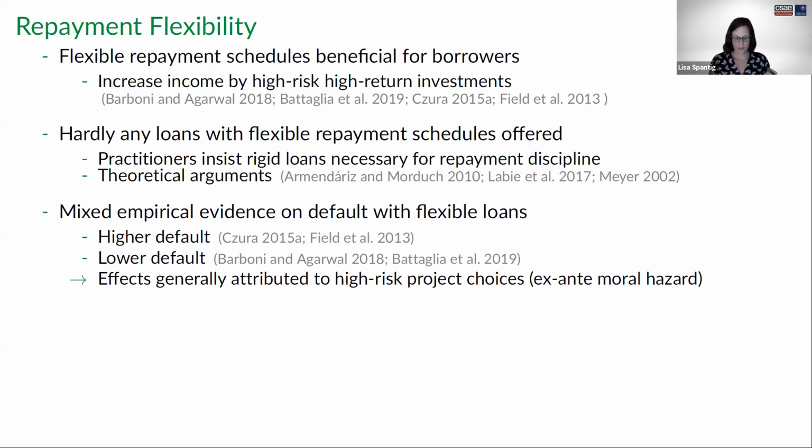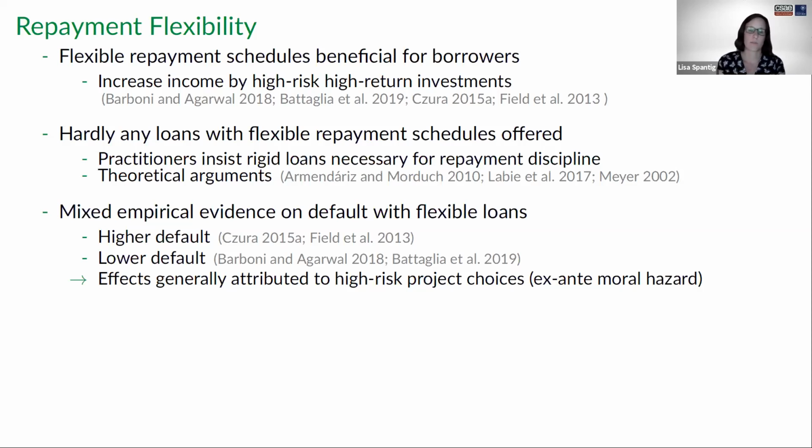And if we look into default rates, so not repaying these flexible loans, there's actually mixed empirical evidence, both pointing towards higher default and lower default with flexible credit products. And generally, these effects are explained with the project choice. So people invest into these more risky projects, which can turn out well, then we will see low default, or can turn out badly, and then we will see high default.